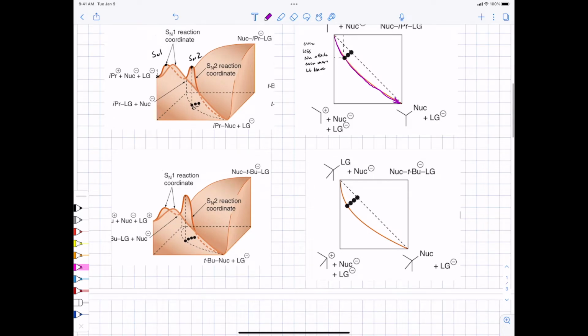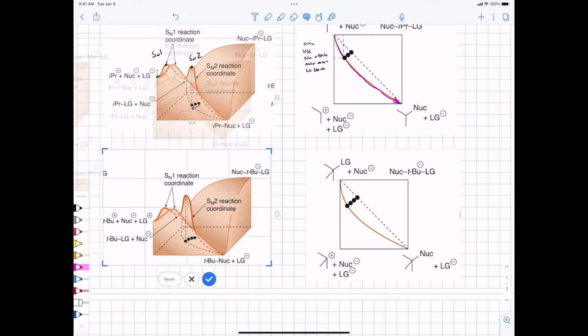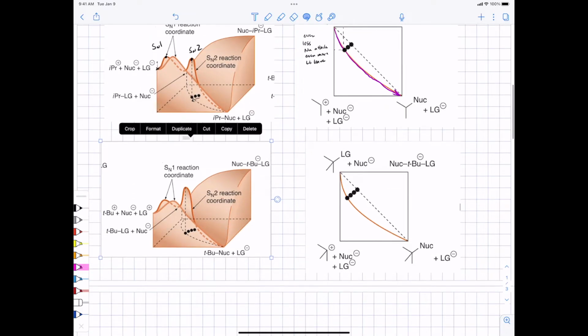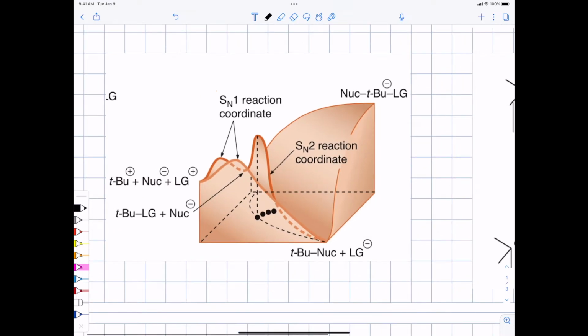And of course, once we get to the tertiary alkyl halide, let me just try to uncrop that a little bit so you can see the tert-butyl group. Oh, forgot to press the check mark. You can see that now, relative to the secondary carbocation, we have moved the carbocationic intermediate even lower in energy. That lowers the energy of the SN1 transition state, and that makes the SN1 pathway now competitive with, and in fact, lower in energy than the SN2 pathway.